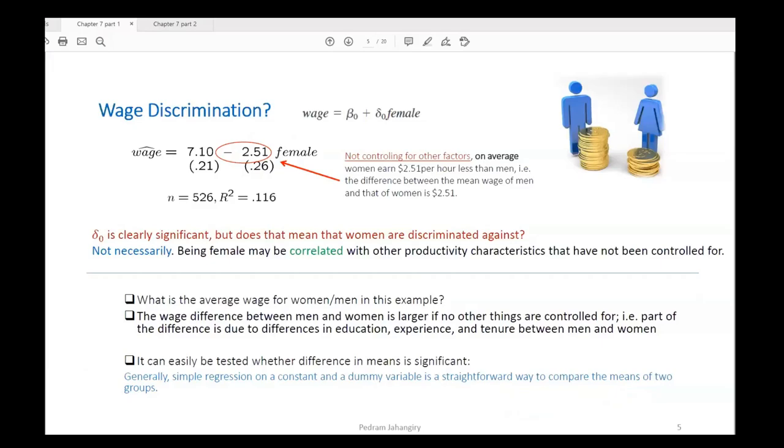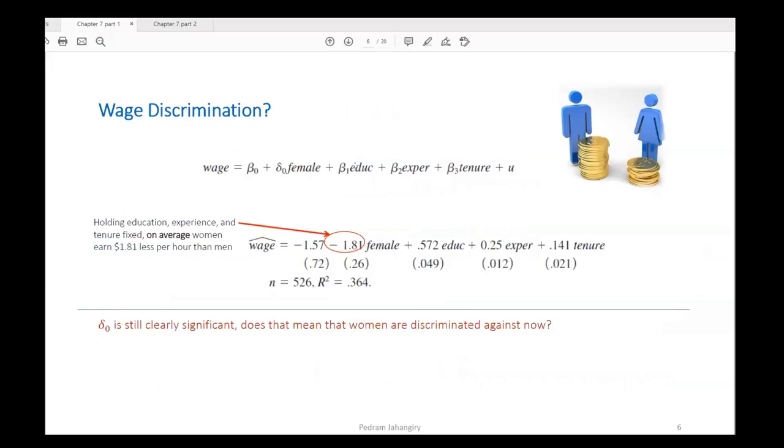Anyways, so now let's go ahead and fix this. Instead of not controlling for any other factors, let's control for education, experience, and tenure. You can extend the list as long as the data support, you know, you have data for that, right? But even for this, let's see what will happen.